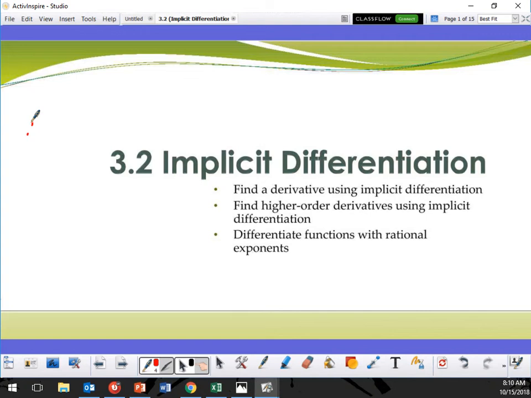All right, so implicit differentiation. We're going to take a derivative, and it's not always about x. We're going to actually derive things in terms of other things. So it's kind of like doing a derivative for x and y together. That's basically what we're doing for this.